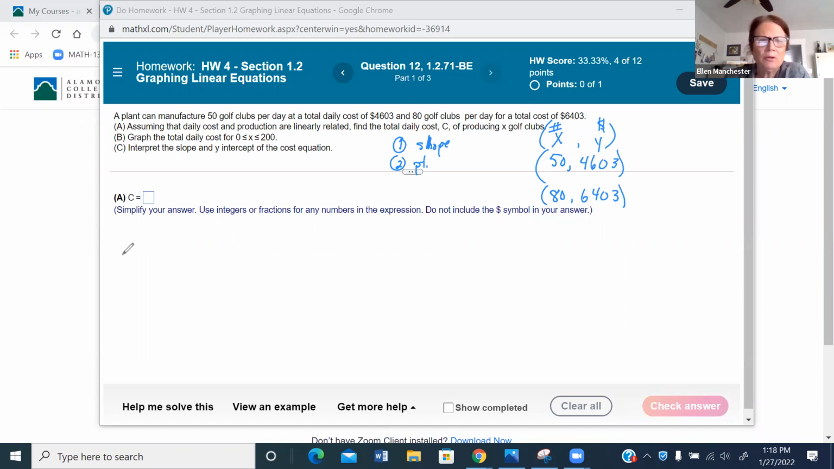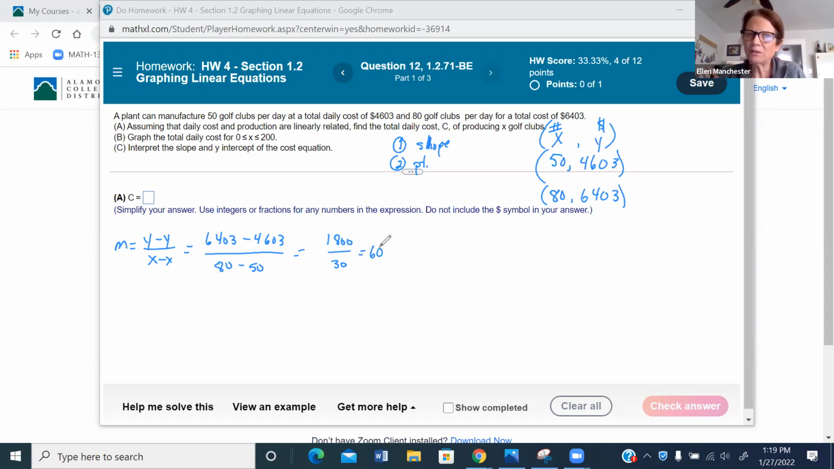If you remember, slope is y minus y over x minus x. So I have 6,403 minus 4,603, and my x minus x is 80 minus 50. Make sure that you use them in the exact same order. So 6,403 minus 4,603 is 1,800. 80 minus 50 is 30, so I'm going to divide that by 30, and I get a slope of 60.